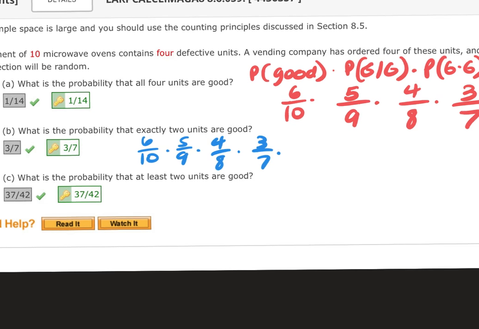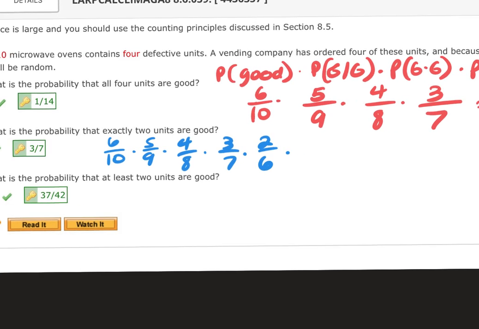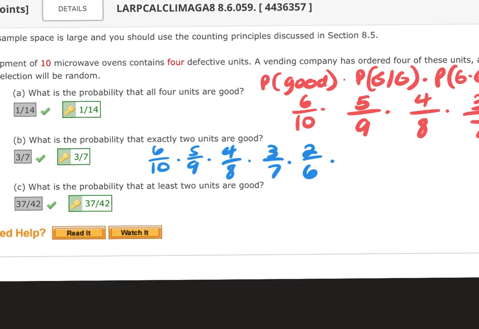What would be left? 2 and 6. And, wait, did it say you're taking 4? Ordered 4. Sorry, I'm stopping. I went too far. Stop at 4. And then you multiply those out.